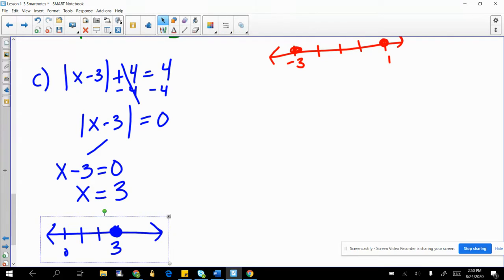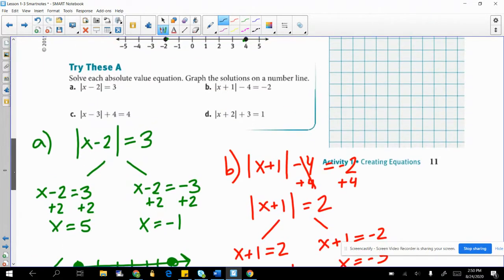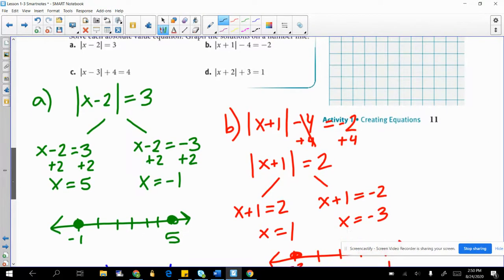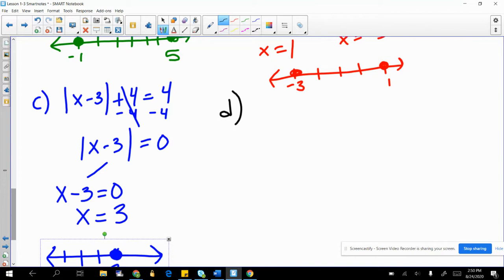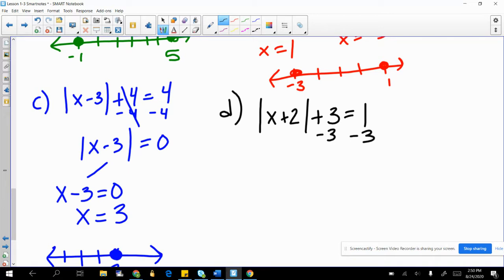All right, then last one here is D, which we'll use another different color. And that one was the absolute value of x plus 2 plus 3 equals 1. Okay, now, again, we need to isolate. And we get the absolute value of x plus 2 equals a negative 2.